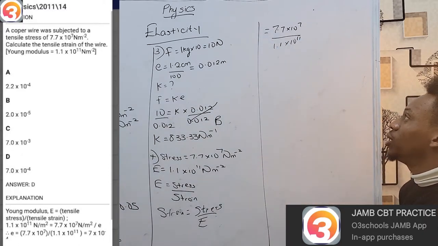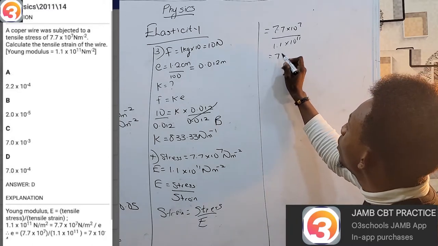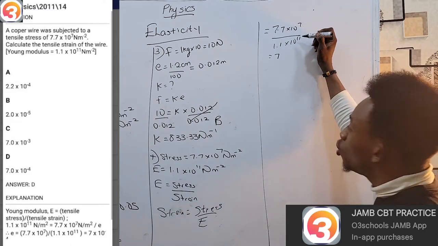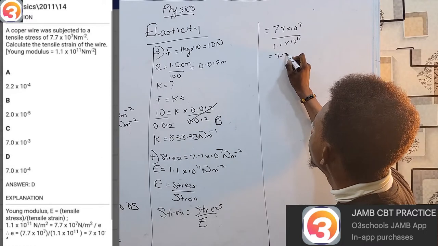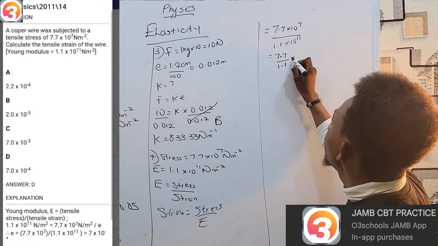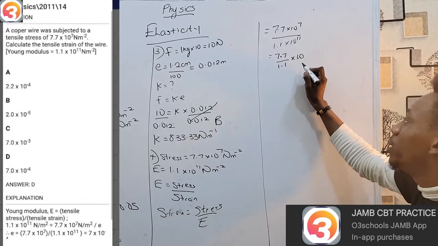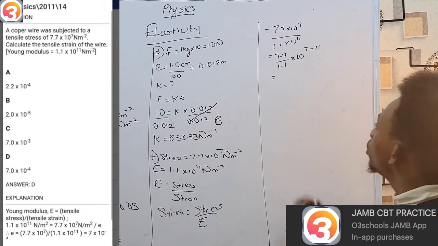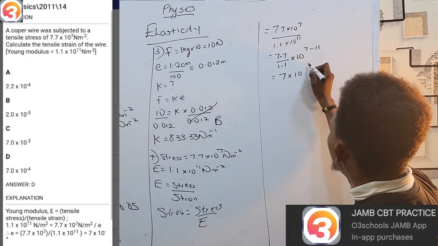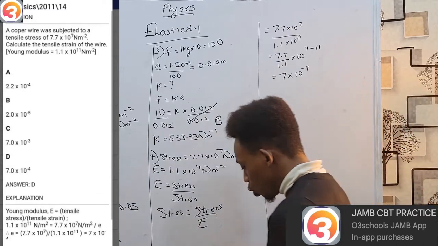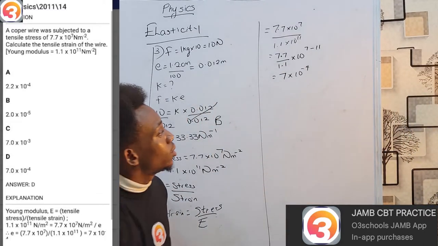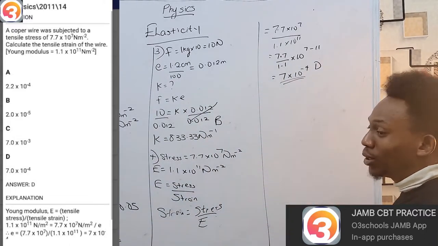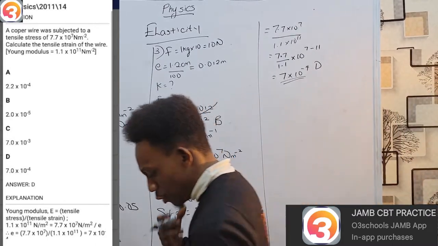Now we have to do a bit of arithmetic here. Separating them, as I always said, if you have numbers in standard form that you cannot solve directly, simply use your knowledge of mathematics. 7.7 over 1.1 times 10 raised to the power of 7 minus 11, from the laws of indices. 7.7 over 1.1 with your calculator gives you 7. Then 7 minus 11 is minus 4. Because I know strain has no units, I don't put any units, and this is my answer. If I check my app, I can see yes, that is exactly how it is in option D. You see, very, very simple.